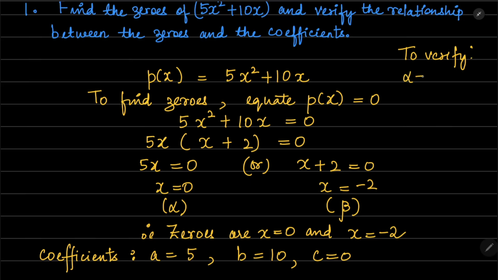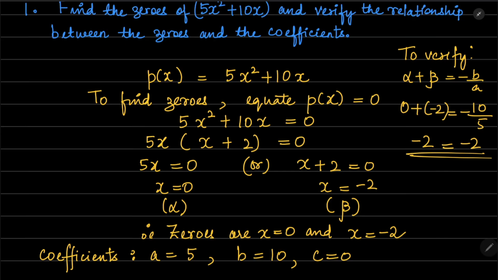In order to verify, let's do it. The sum of the zeros, that is alpha plus beta, equal to minus b by a. What is alpha plus beta? 0 plus minus 2, which will be minus 2, is equal to minus b, what is b? 10, by what is a? 5. So this is equal to minus 2. So you have verified minus 2 equal to minus 2.